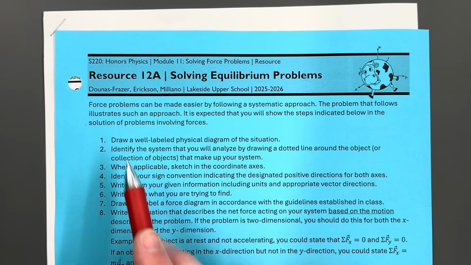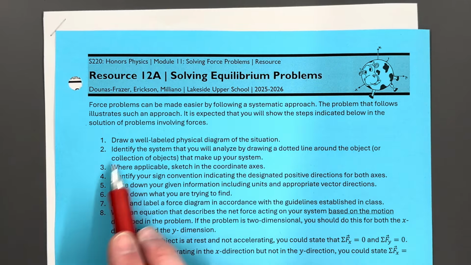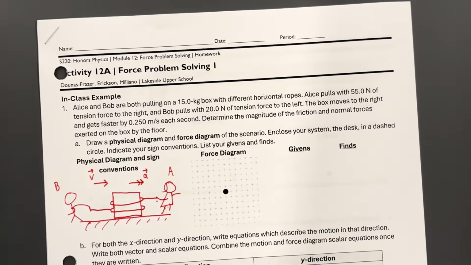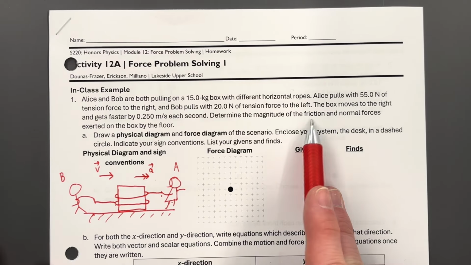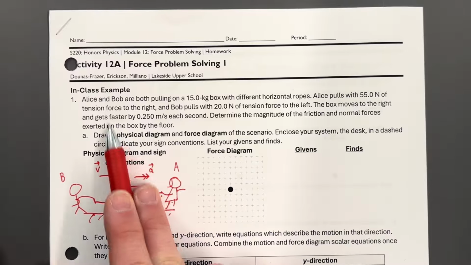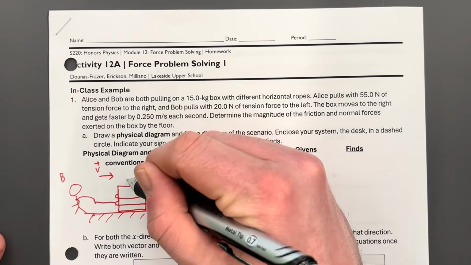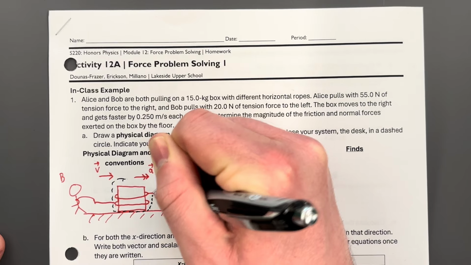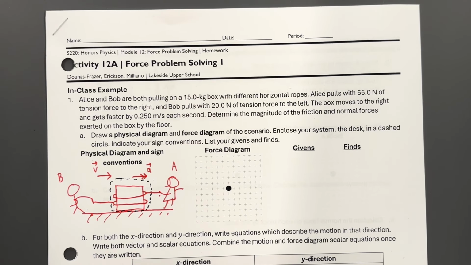Let's go ahead to step two. Identify the system that you'll analyze by drawing a dotted line around the object or collection of objects that make up your system. When I go and look here, I see the friction and normal forces that are on the box. The preposition on there is key. I want to know what's happening to the forces that are on the box. So my system will be the box. I am going to draw a dashed system boundary around my box. Great.